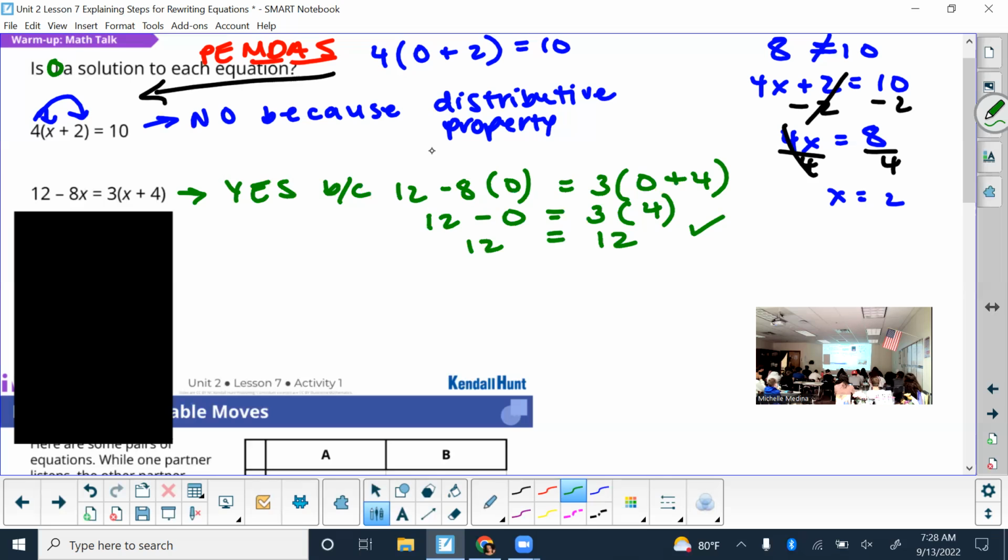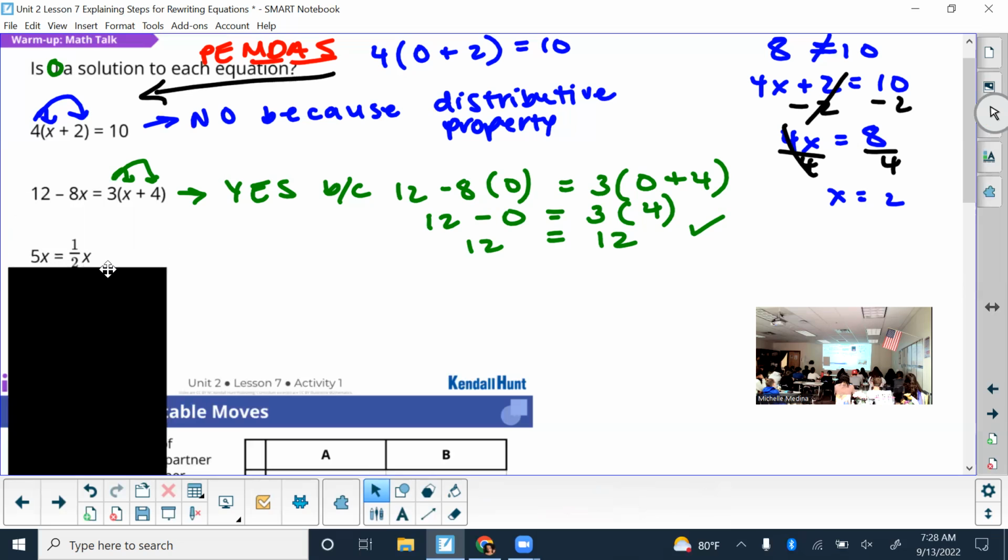You also could have chosen to solve for x. I probably won't show you that entire process, but distribute first if necessary. Move the variable to one side and then isolate the variable. So that could have been another thing you did. And if x equals 0, then yeah, that's correct.